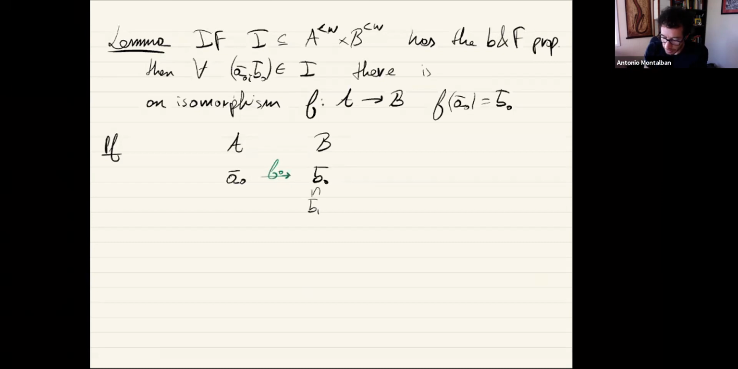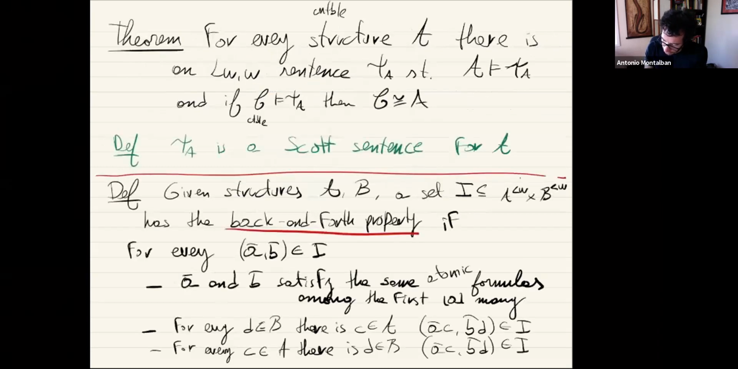By the back and forth property, we can find an a1 up here such that a1, b1 belongs to I. So we know a0, b0 belongs to I because that was our assumption to begin with. And then by the back and forth property, whenever I have a d that extends b, I can find an element c on this side such that this pair is in the back and forth set.